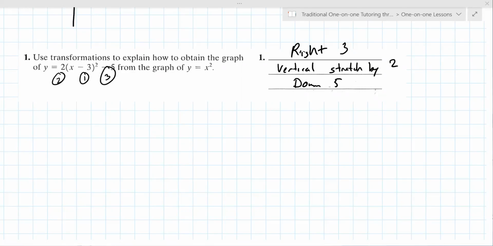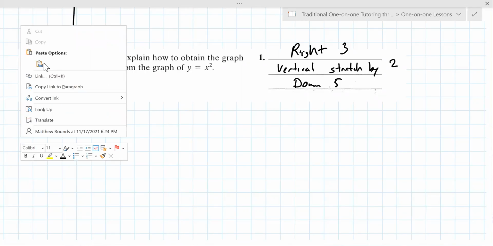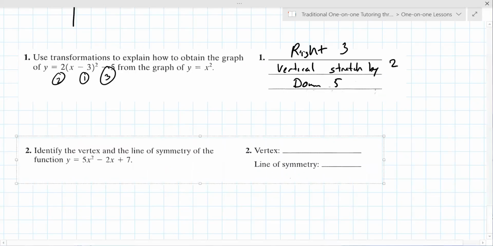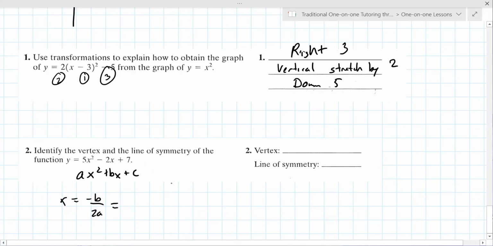Let's do the next one. Identify the vertex and the line of symmetry of the function. So when it's in this form, ax squared plus bx plus c, the vertex x coordinate is minus b over 2a. So it's minus -2 over 2 times 5. So that's 2 over 10, which is 1/5. So that's the x coordinate.